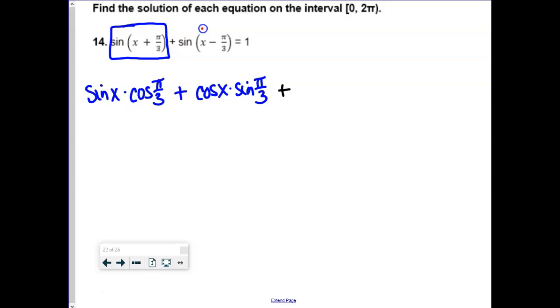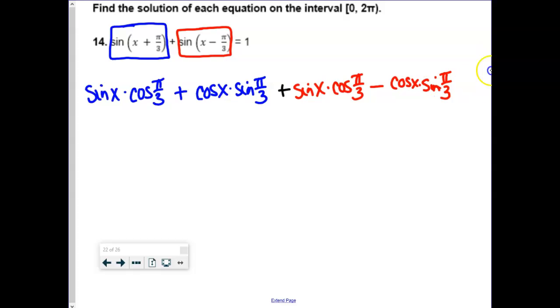There's a plus sign in between these terms. Now we've got a very similar looking thing, except it's sine of a minus b this time. So the only thing that's going to change in your setup is a subtraction sign in the middle. So sine of x times the cosine at pi over 3 minus cosine of x times the sine at pi over 3. And then don't forget this is an equation. I get this from kids every year. They just stop writing and then they're really confused later on. It says equals 1. Don't lose that.